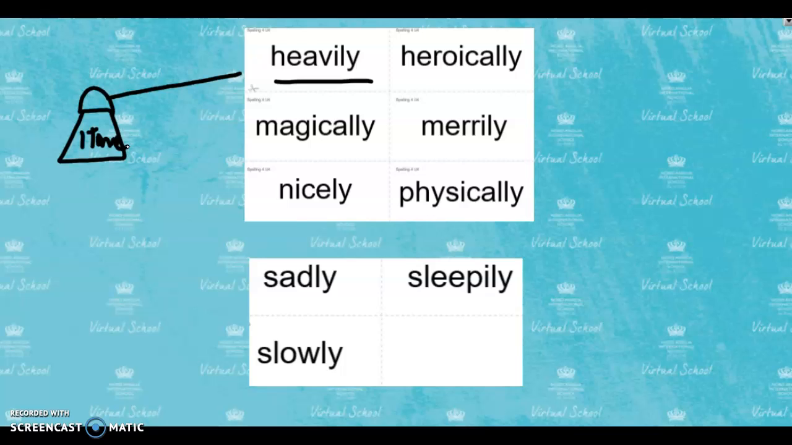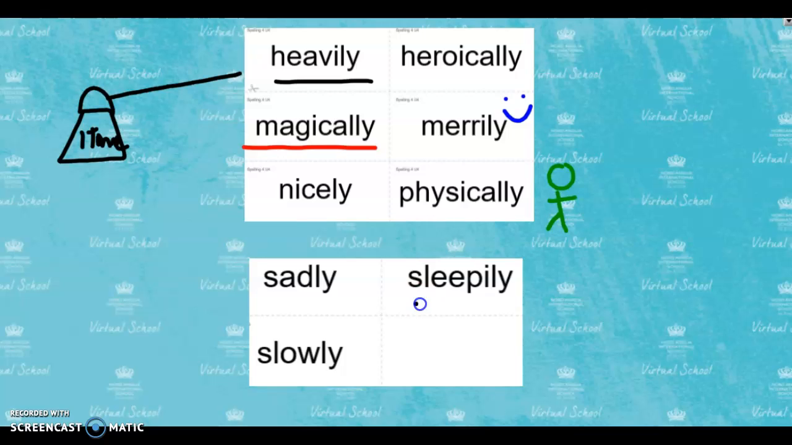So heavily is talking about a lot of. It heavily impacted on the workload. So it's not talking about things that are physically heavy, it's talking about how much it's having an effect on somebody. Magically, obviously it's how something happens, so the pen magically disappeared. Merrily is happy. It's another word for happily, a synonym for happily. Physically, you should know what that means. That's when you are physically fit, you're physically doing something.